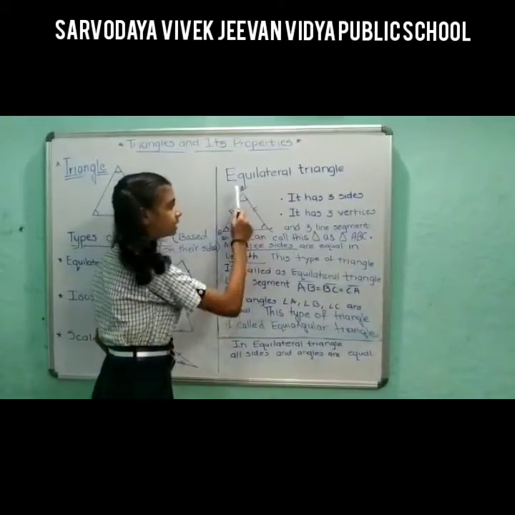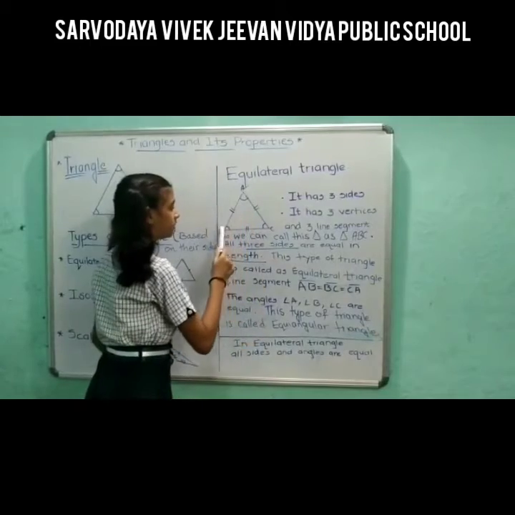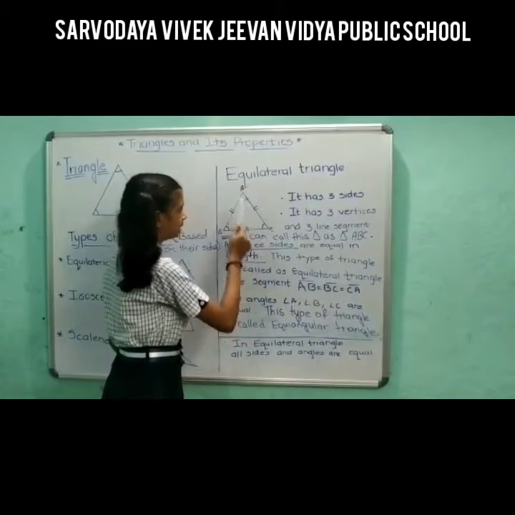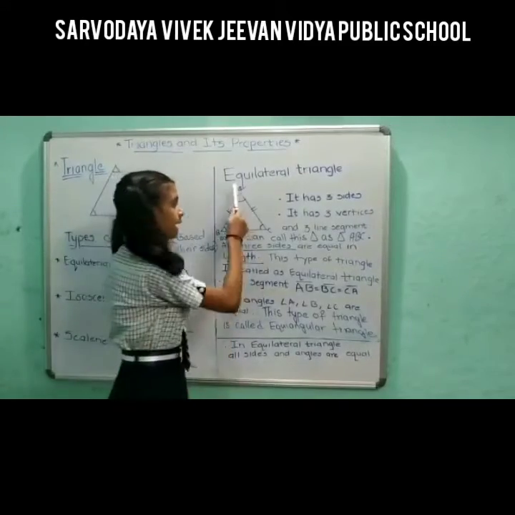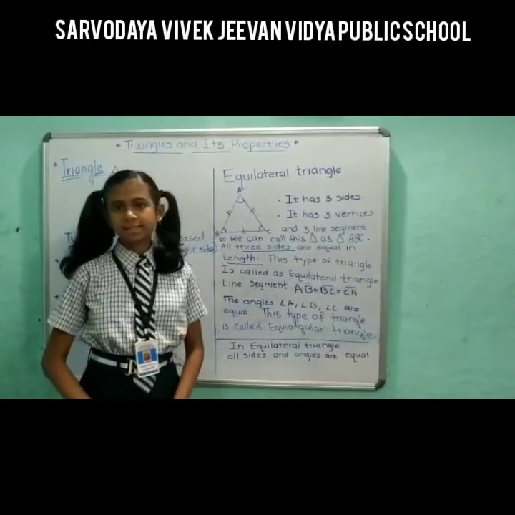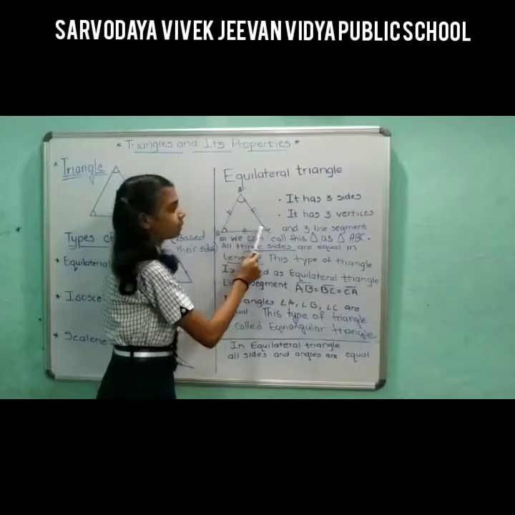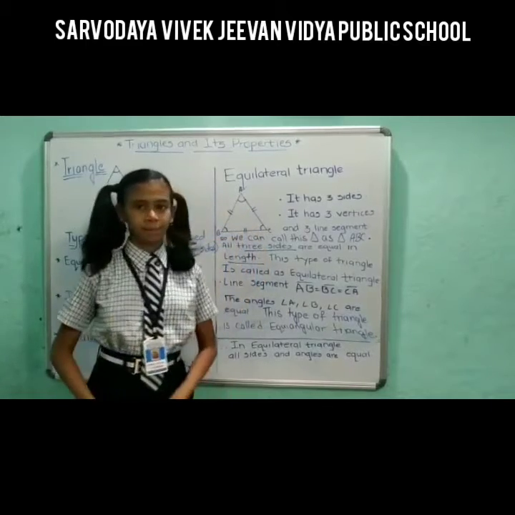These are the line segments. This is segment AB, segment BC and segment CA. We can say that triangle ABC is made up of line segment AB, segment BC and segment CA.